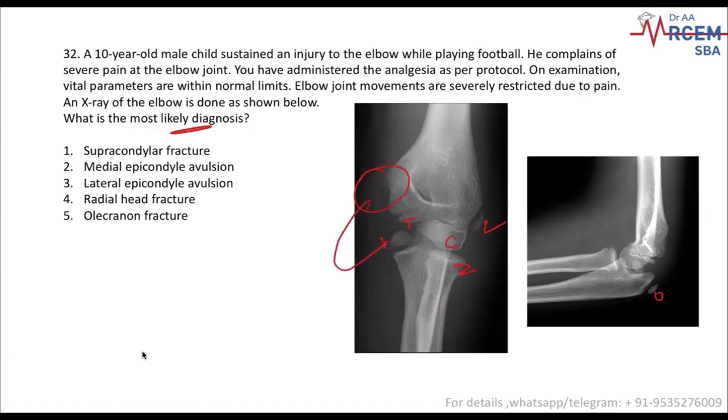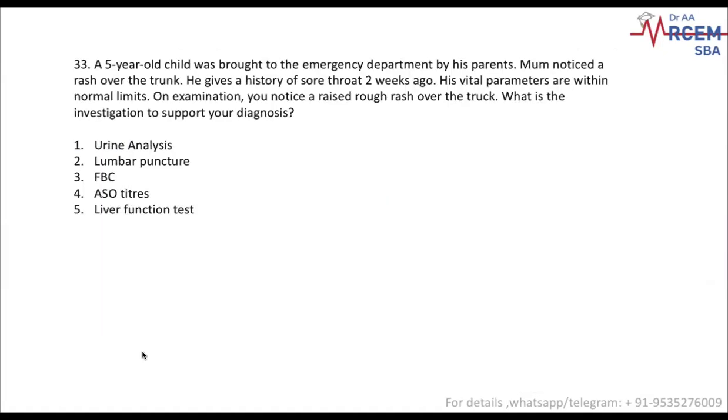What has happened? It has got avulsed here. So, medial epicondyle avulsion. This is the most common one because the flexors of the forearm get inserted here. So if they test you, they'll most likely test you on that part.